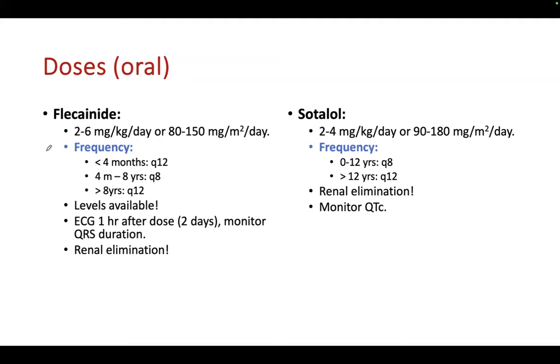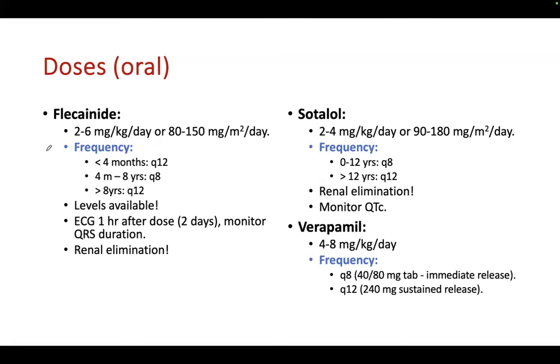Sotalol is another oral agent, 2 to 4 milligrams per kilo per day, usually every 8 or 12 hours depending on the age. Again, it's renally eliminated. And with sotalol, you want to monitor the QT. Okay, QT might prolong with sotalol. There is another oral agent that is verapamil. You can do it every 8 hours or every 12 hours.